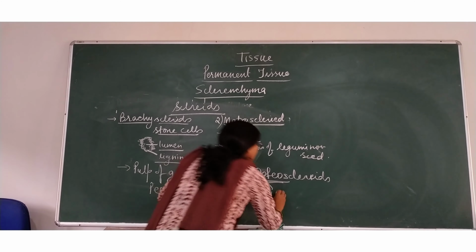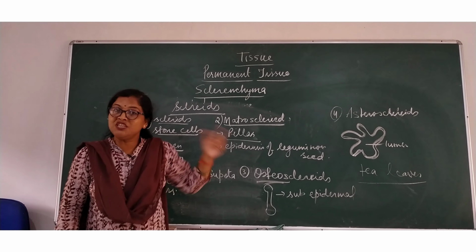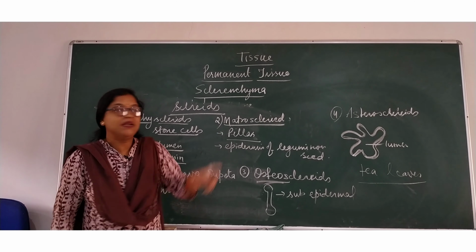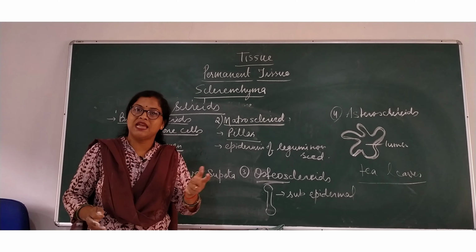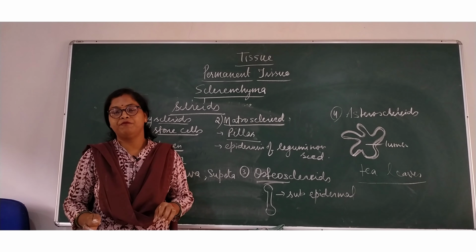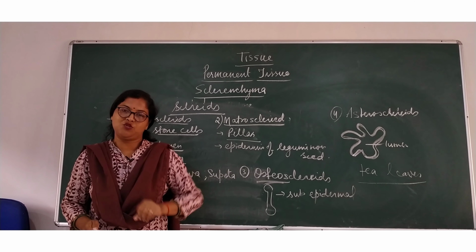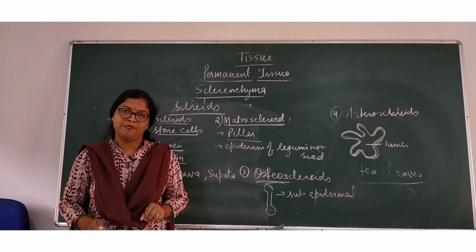All these sclereids and fibers are dead cells. As I told you, they are initially alive, but as lignification took place, meaning deposition of lignin, they become dead because the exchange of gases and water inside is not allowed. So the lumen is formed, meaning dead cytoplasm. I hope you have understood.